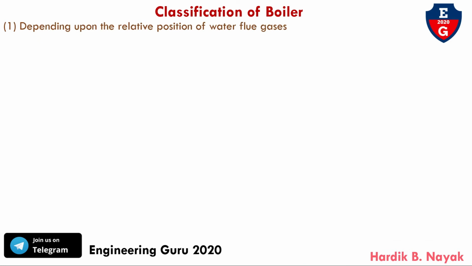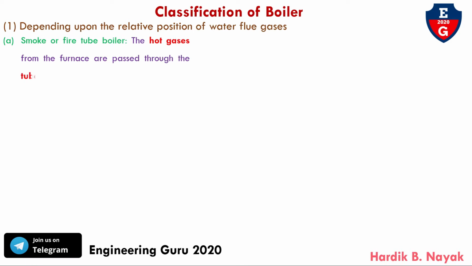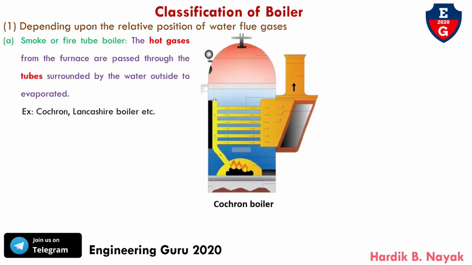Now first, depending upon the relative position, smoke tube boiler is also defined as fire tube boiler. In this type, the hot gases or the flue gases from the furnace pass through the tubes surrounded by the water outside to be evaporated. The examples are Cochran boiler and Lancashire boiler. So in this figure you can see hot gases passing through these tubes and surrounded by the water.